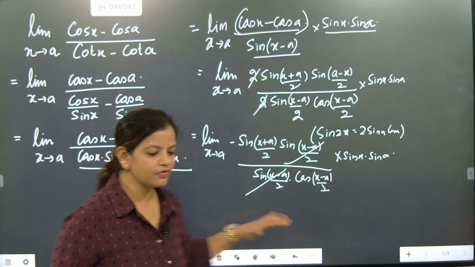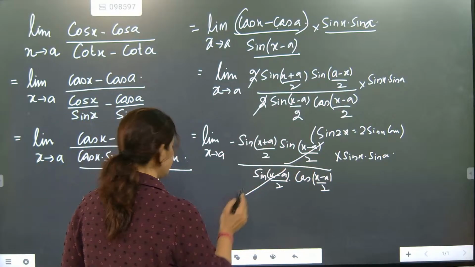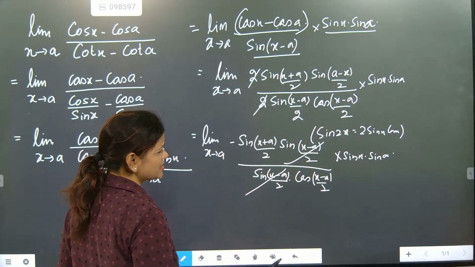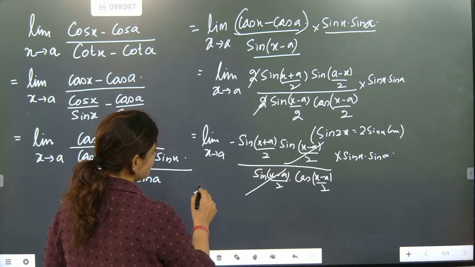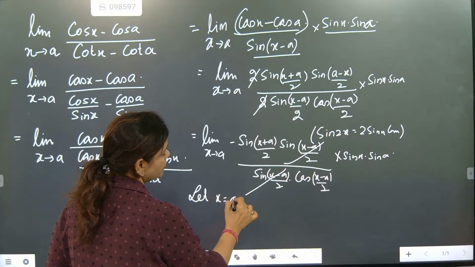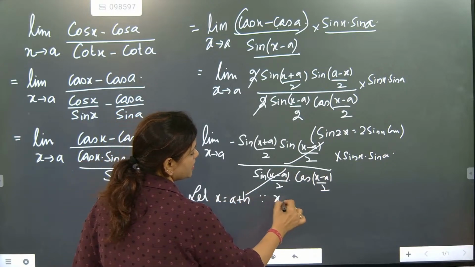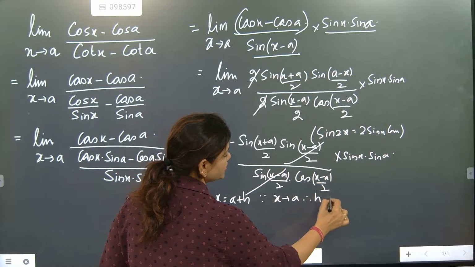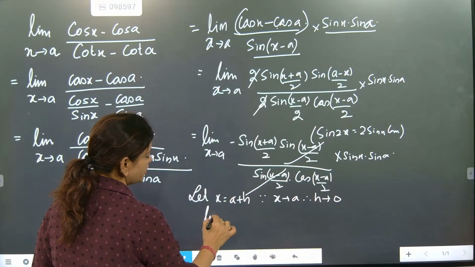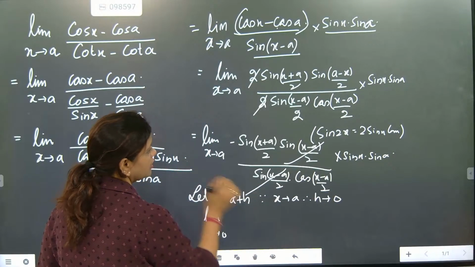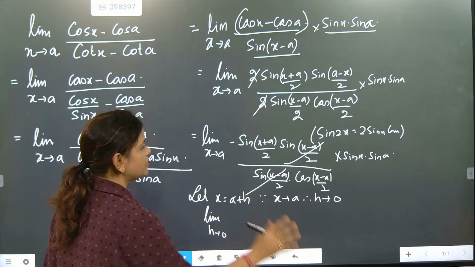Most of the things now from here we can handle, because we are exactly near that point. Now we have to write let x is equal to a plus h. Since x tends to a, therefore h tends to 0. It's time to cover it up because all the work is done, because maximum cancellation and everything we have done.